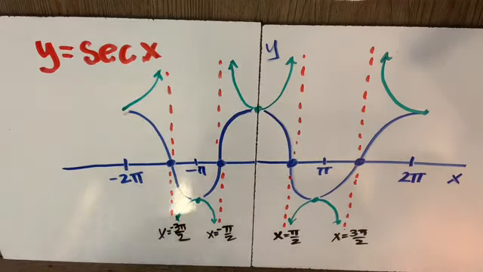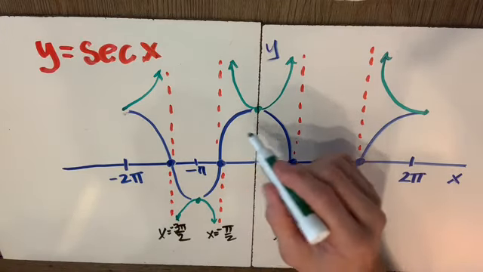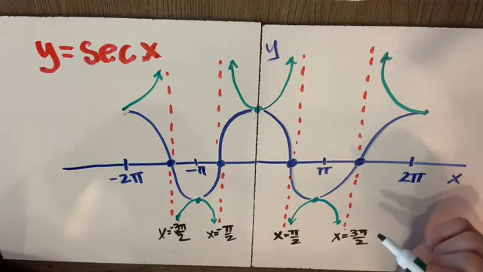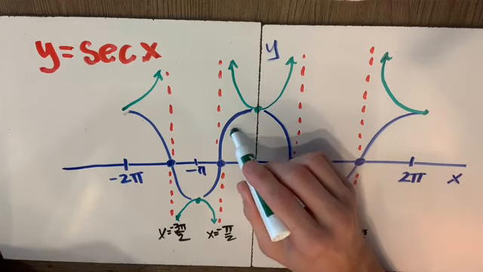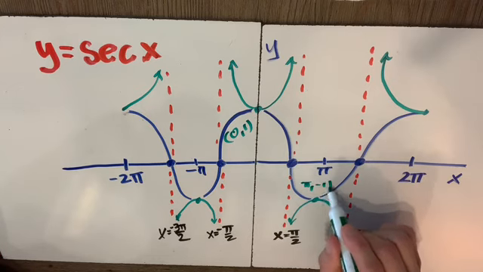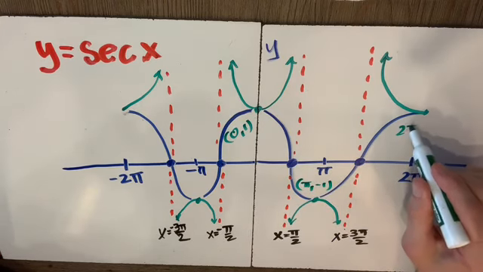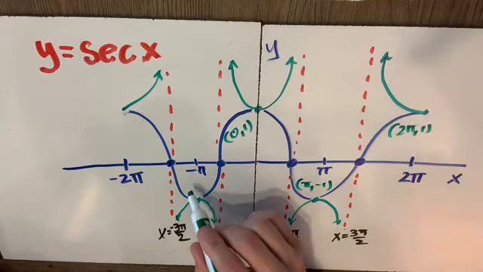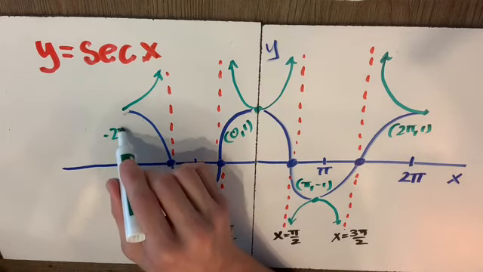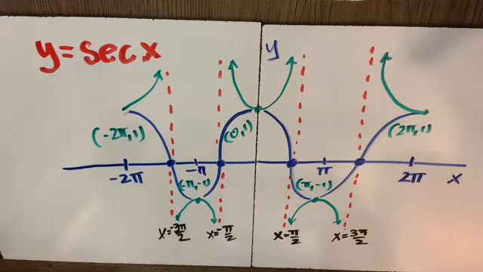And so I need at least a couple points. So this hit, because the amplitude of the cosine function is 1, this would be 0, 1 here. And here this is pi, negative 1. And here is 2 pi, 1. And here is negative pi, negative 1. Why don't we finish it? Negative 2 pi, 1, etc., etc., etc.